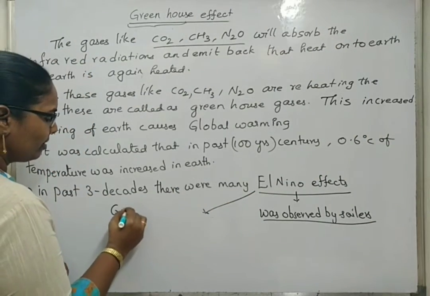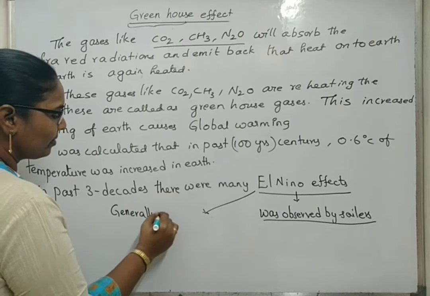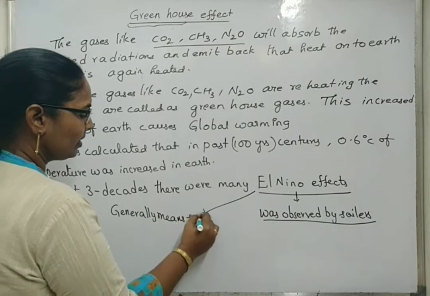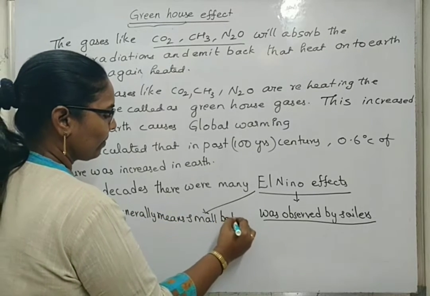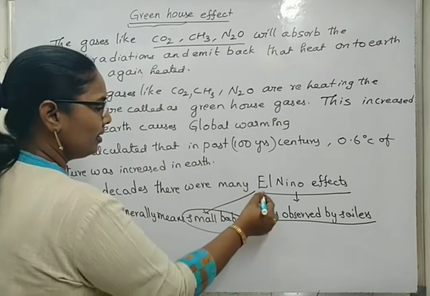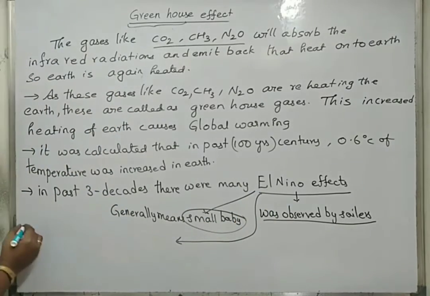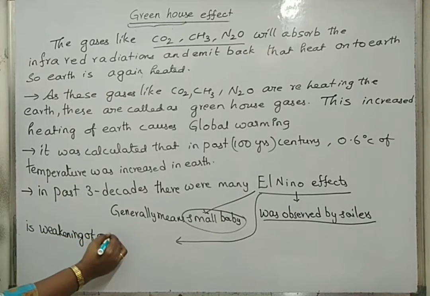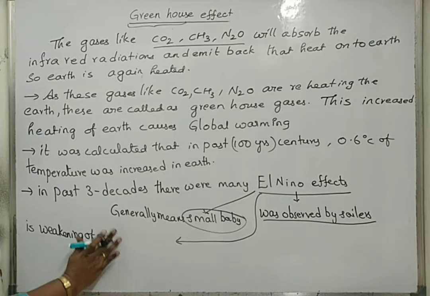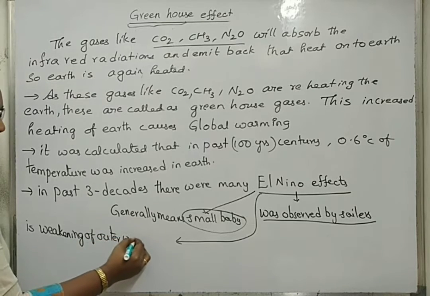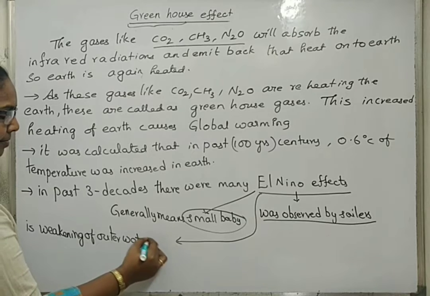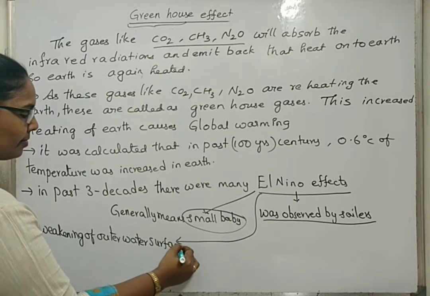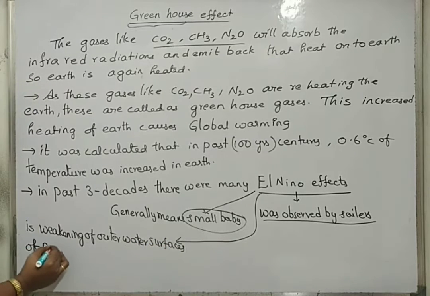El Nino generally means small baby. This total El Nino effect is weakening of the outer water surfaces of the Pacific Ocean.